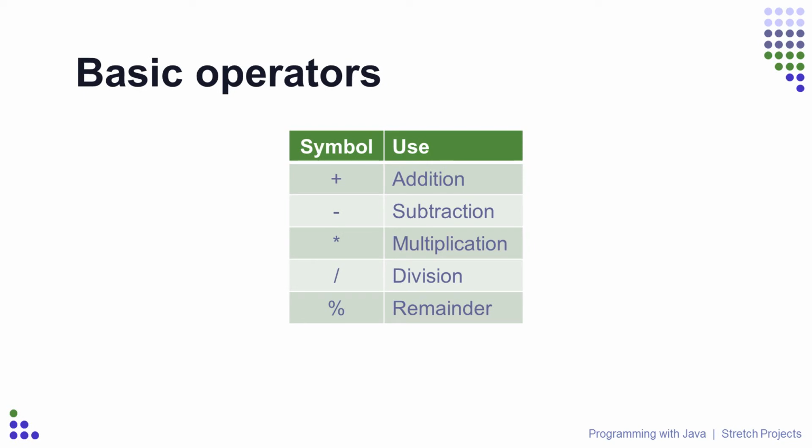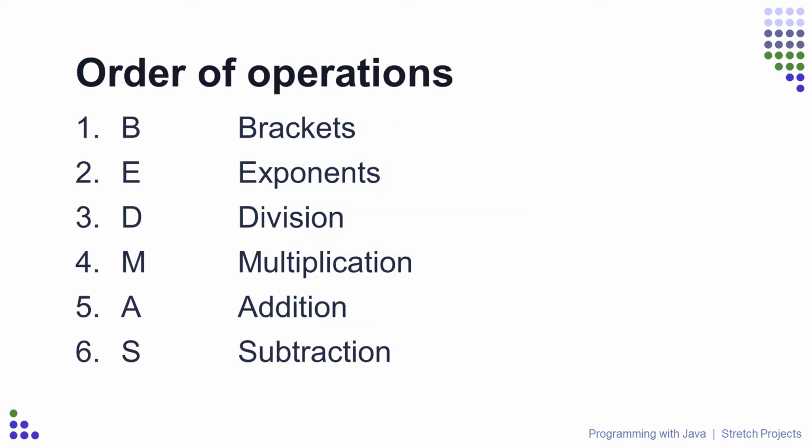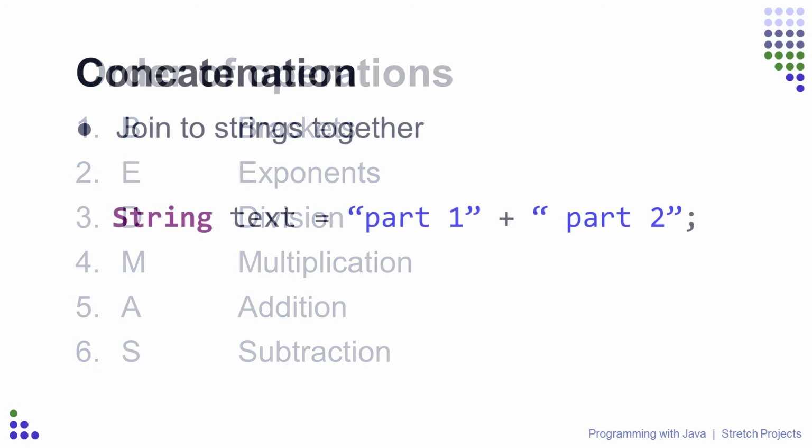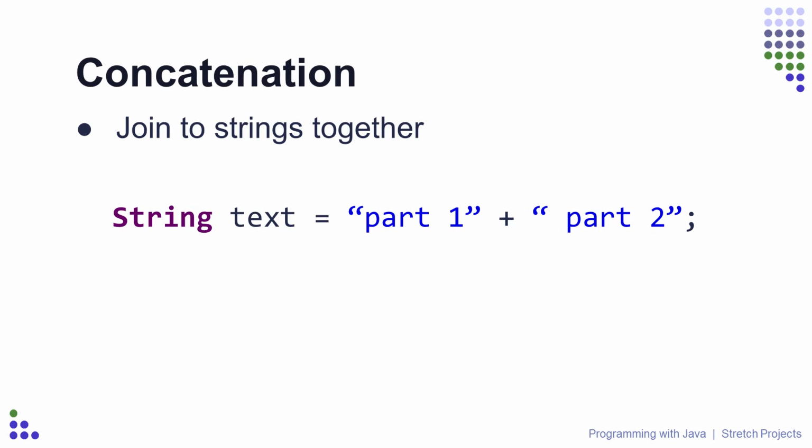With all of these possible operations, we need some order of precedence, and Java follows the same rules as you might have learned in your math class, which can be remembered by BEDMAS: brackets or parentheses, exponents, division, multiplication, addition, subtraction. If there are two or more operations of the same level to be calculated, they are calculated left to right. Finally, let's take a look at concatenation.